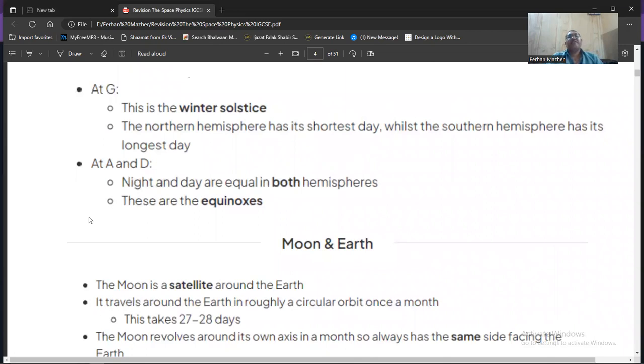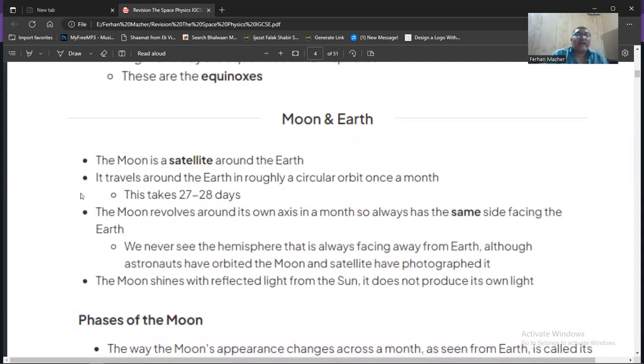At G, this is the winter solstice. The northern hemisphere has its shortest day, while the southern hemisphere has its longest day. At A and D, night and day are equal in both hemispheres. These are equinoxes.